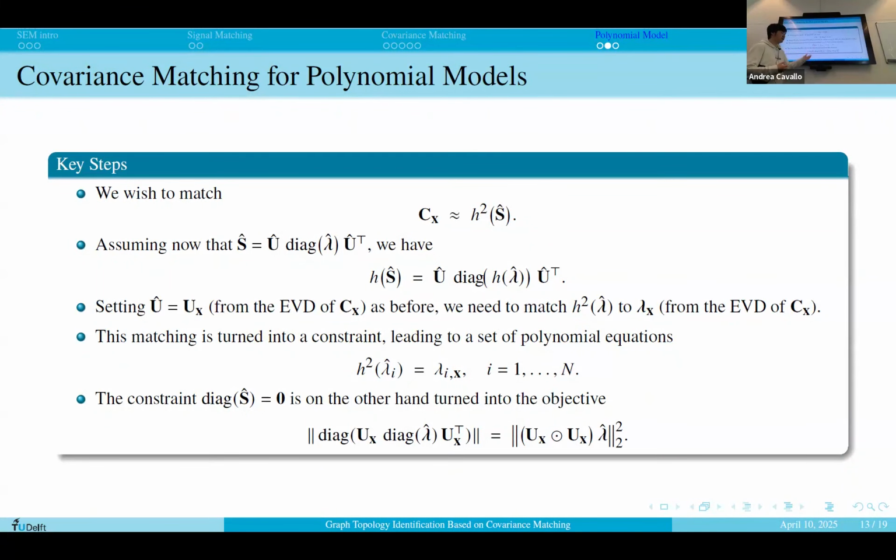In SAM, this polynomial equation gives us a sign ambiguity because it's just a second order polynomial. But here we have something more general. This one depends on the order of your polynomial, so it can have more than two solutions.